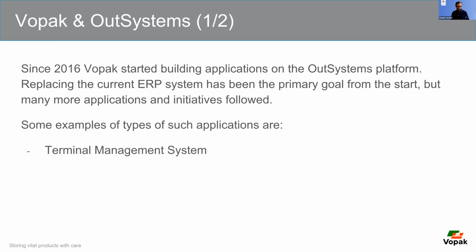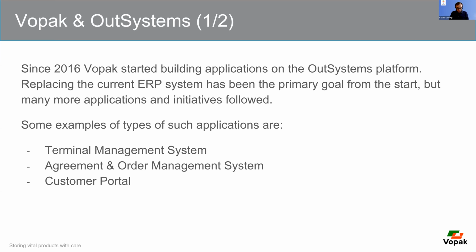If we look at some of the types of applications, the major application is our terminal management system, used on most terminals right now, which holds the operational activities, the work activities and all the paperwork on the terminals. The agreement and order management system has an interface to the terminal management system as well, so when a customer places an order, the order can be sent to the terminal management system. Then a customer portal where our Vopak customers can log in to see real-time data about their stock levels of tanks, their rented capacity, their order status, and more like that.